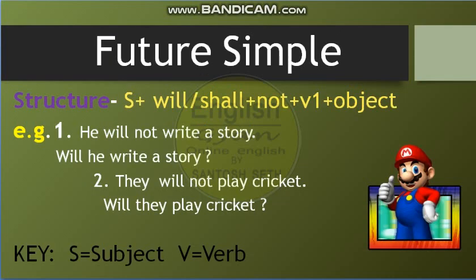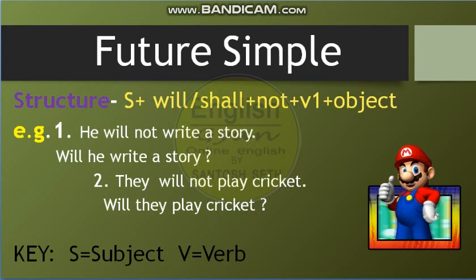Next, future simple with some more examples, that is, interrogative and negative. So subject plus will or shall plus not, meaning after the modal, after will or shall, we have to use not, and then V1 plus object. He will not write a story. Will he write a story? They will not play cricket. Will they play cricket? Okay.